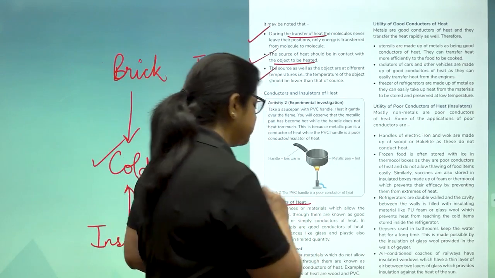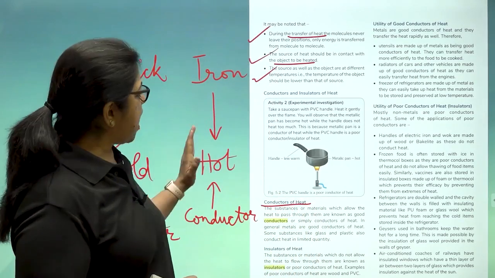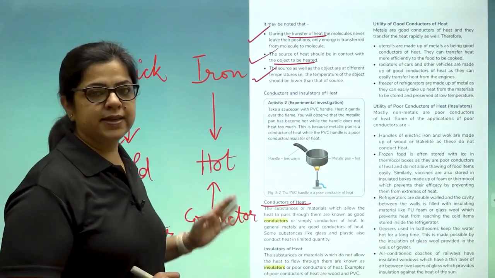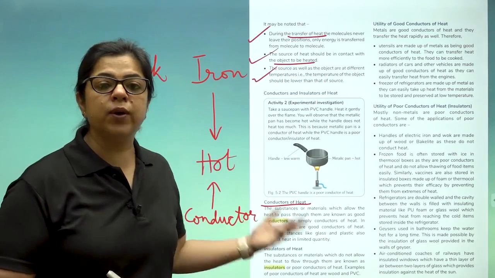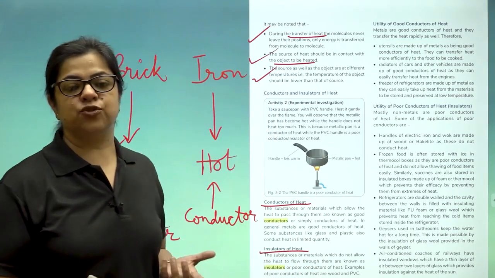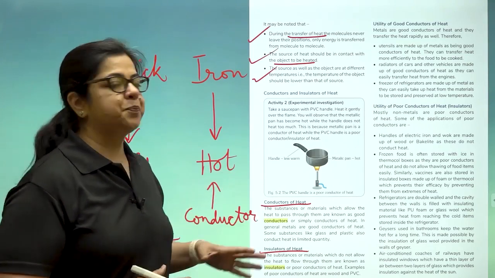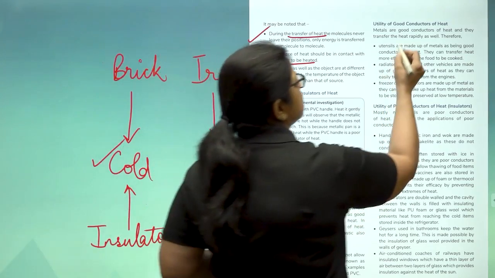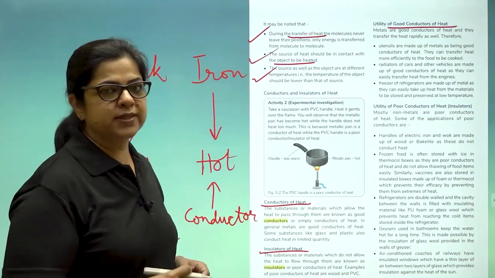So what are conductors of heat? Conductors of heat are substances like iron, nickel, copper, gold, etc., which are heated. When heat is passed through them, they allow heat to pass through them. And insulators like wood, brick, etc. are things that do not allow heat to pass through them. Now, how do good conductors of heat help us? Let us understand from the book itself.